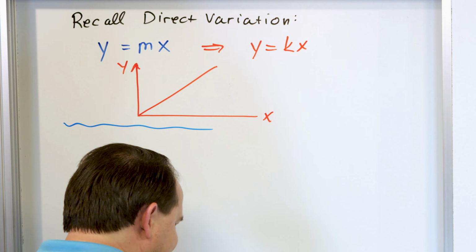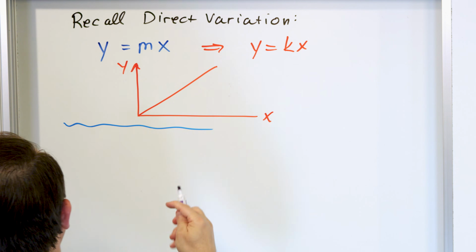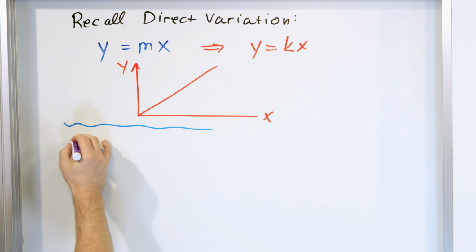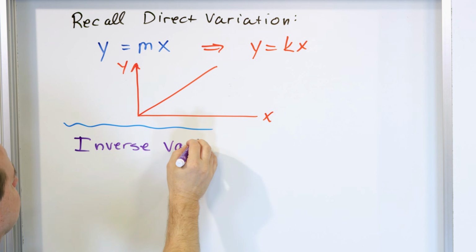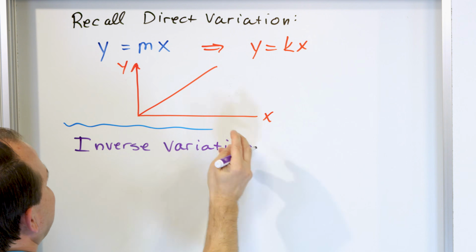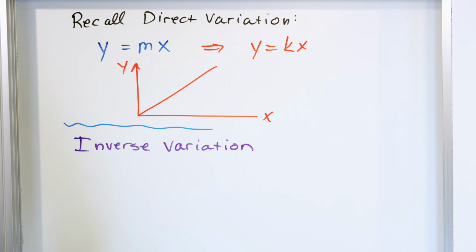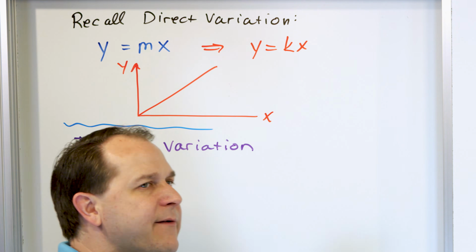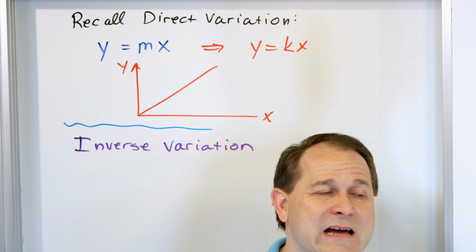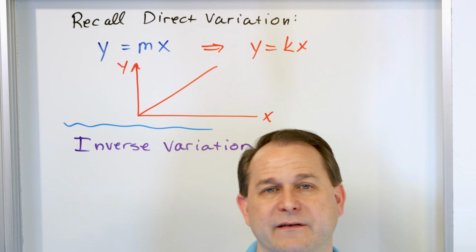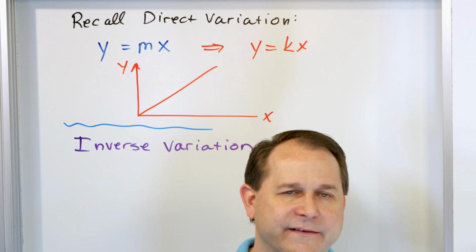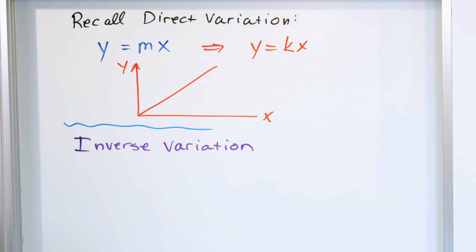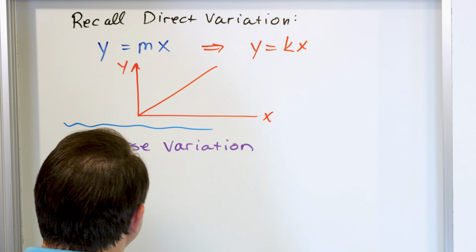Now we need to contrast that with what we're going to learn today, which is just as important, and it's called inverse variation. Just like I gave examples of direct variation in that lesson, there are many examples of inverse variation in real life. Everything from gravitation, we'll talk about it today, to electricity, magnetism. I can go on and on.